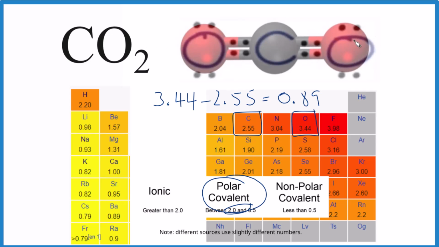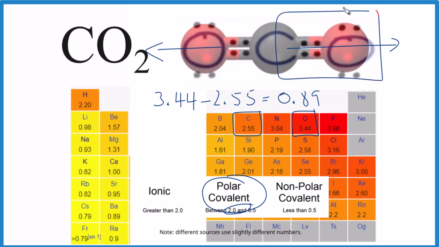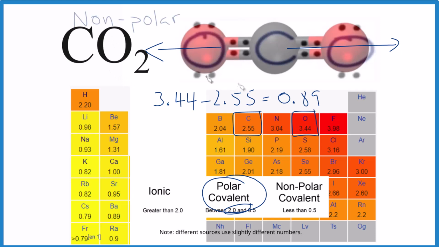We have the electronegativity. This oxygen here is pulling this way. This oxygen here is pulling this way on these electrons in the bond, and it all cancels out. Because of that, we could say this bond here or this bond here would be a polar bond, but overall, these cancel out. We end up with a nonpolar molecule for CO2.